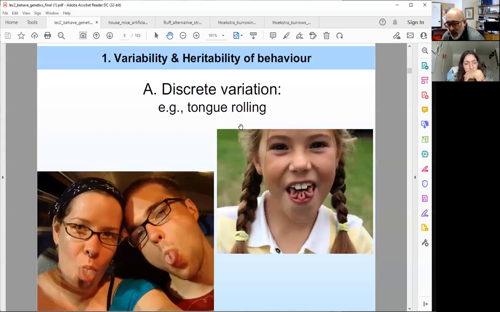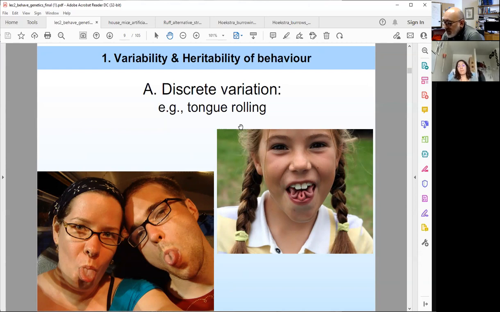So if we think about discrete variation, these are often completely genetically determined. That is, there is no room for variation from the environment. And so these are determined through Mendelian processes, right? Just like Mendel and his peas, some peas were wrinkled and others were not, and that was based on a single gene, a single locus, I should say, with multiple alleles.